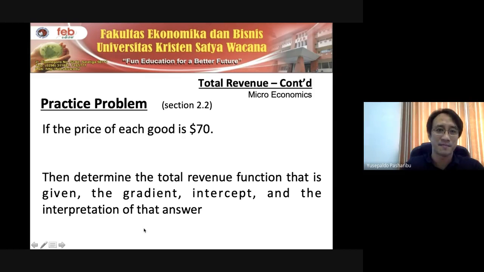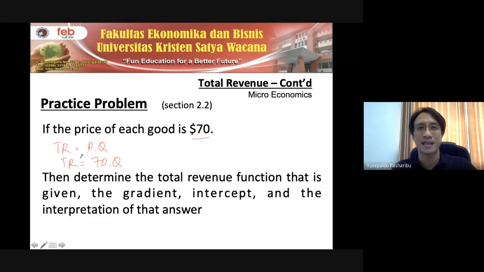For example, if the price of each good is $70, then determine the total revenue function. Total revenue equals P times Q. The price is $70, so we have 70 times Q. This is the total revenue, total penerimaan.